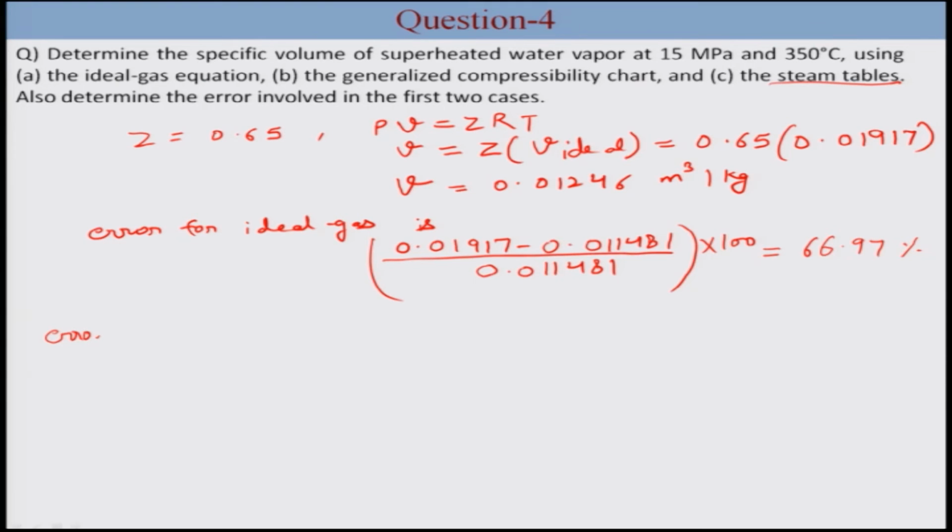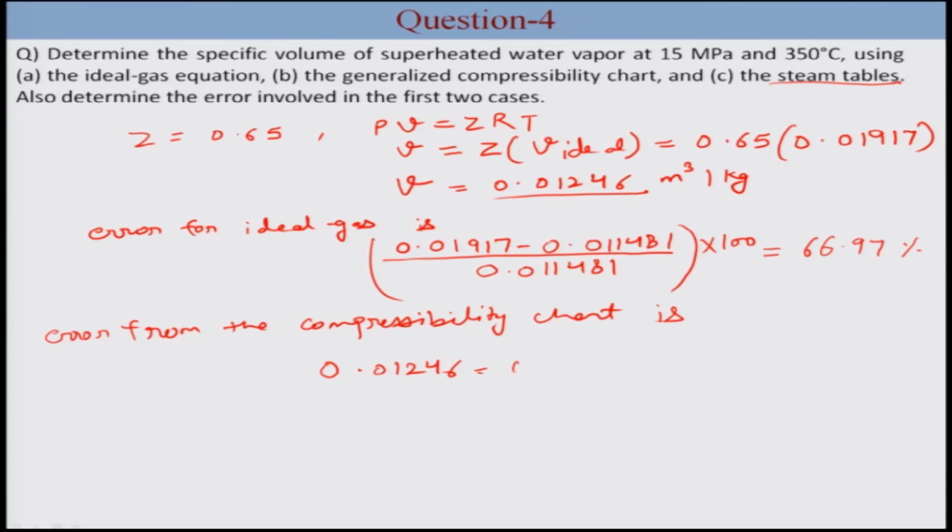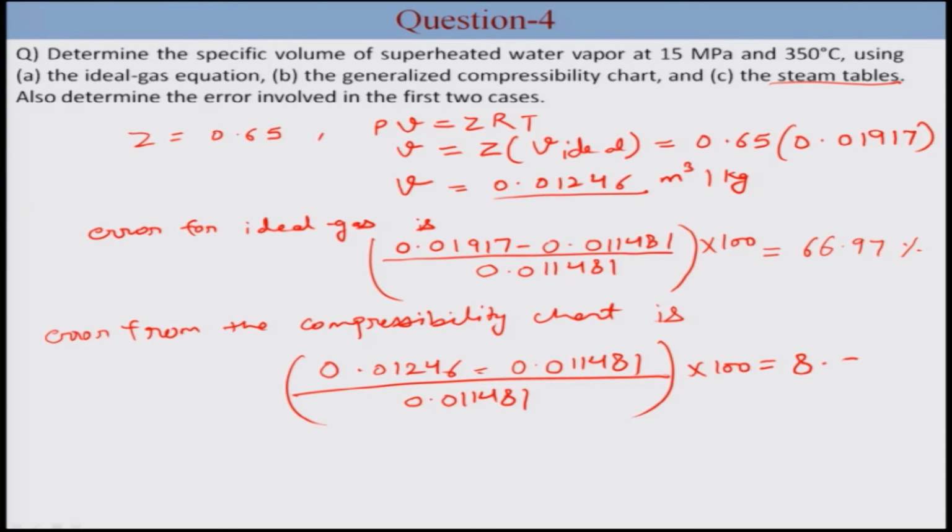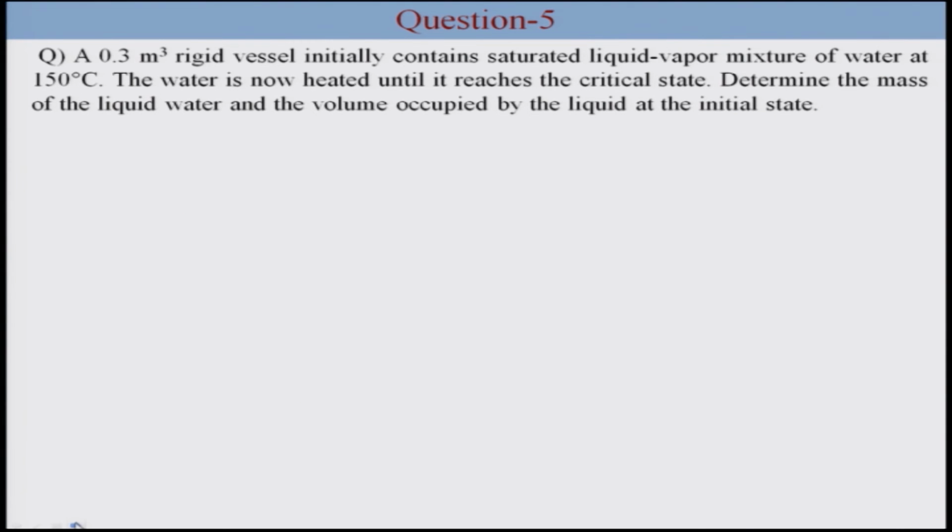Similarly, the error from the compressibility chart is the value of specific volume obtained minus the value which is obtained from the steam table divided by the value from the steam table, multiplying this by 100. So, this comes out to be 8.5%. So, the error has reduced considerably using this compressibility chart. Moving on to the next question.